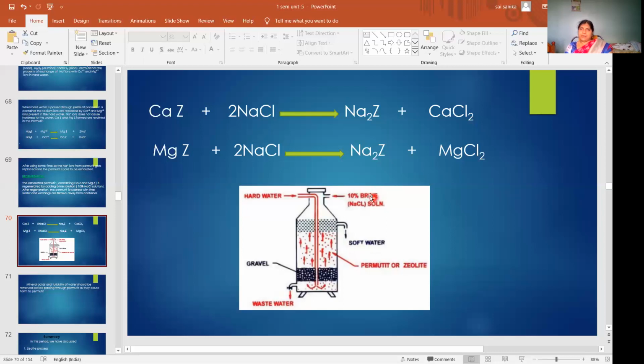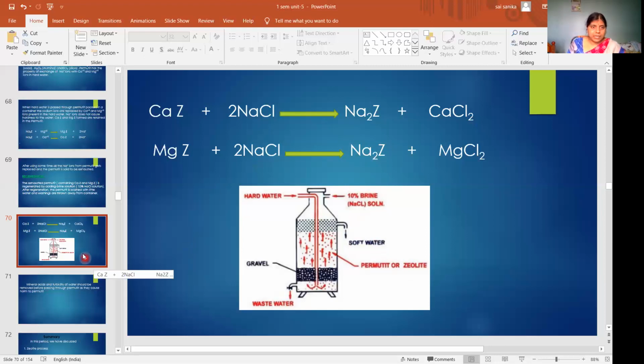So when you add brine solution to this exhausted permutit, what happens? Again sodium zeolite is formed like this. Whatever sodium zeolite is formed will be washed with a little water, the washings will be thrown away, and the zeolite will be used again.